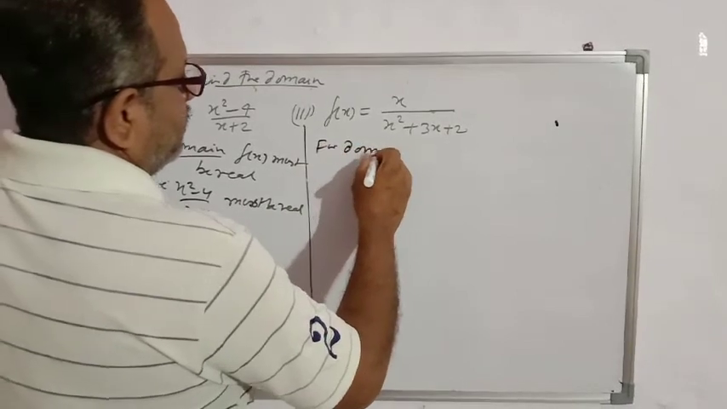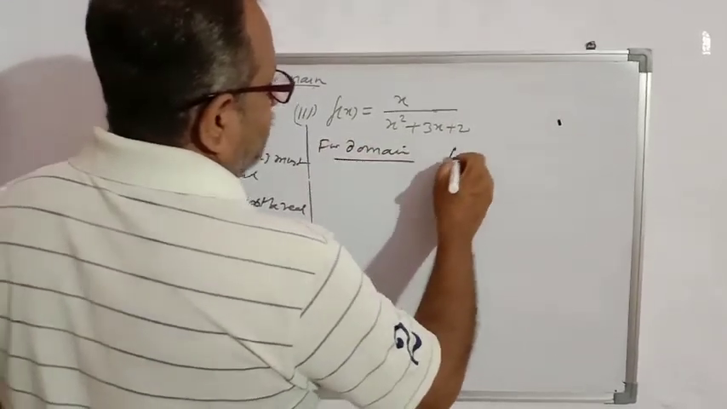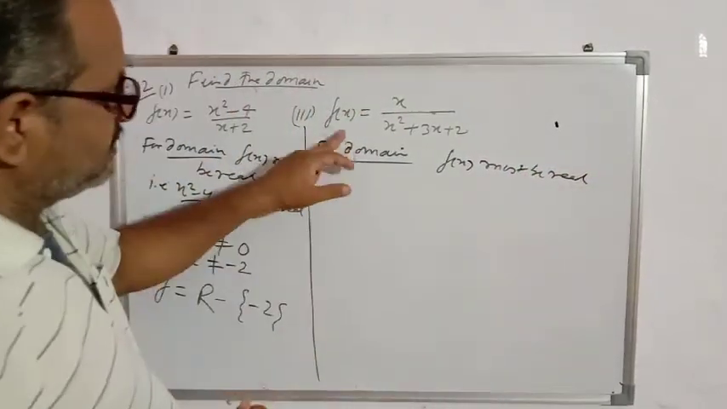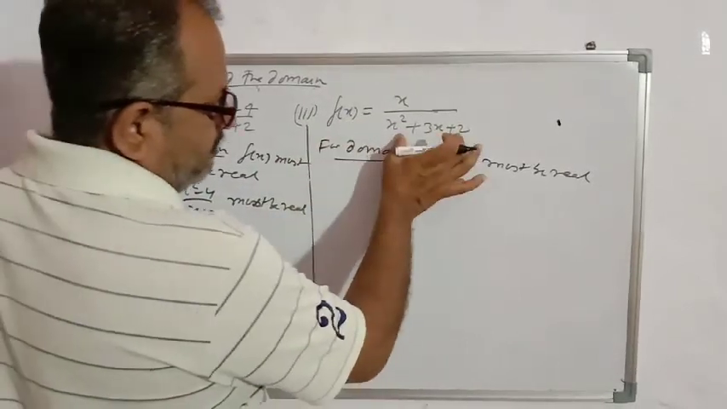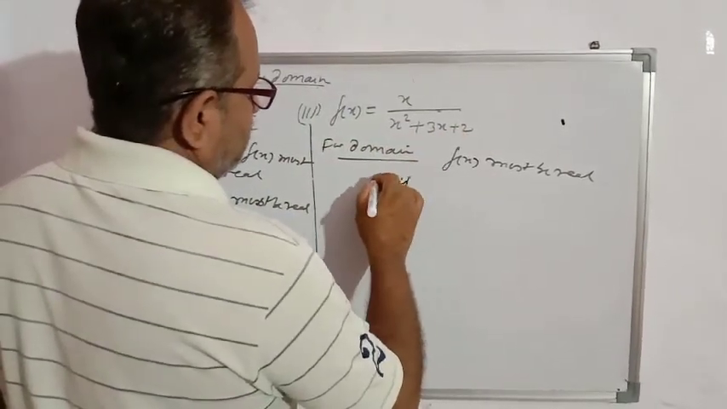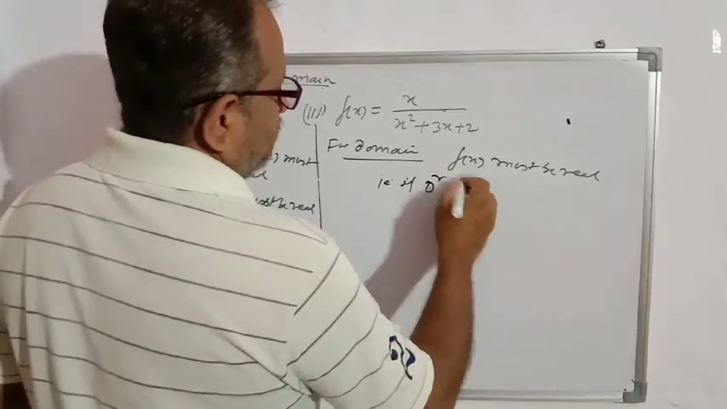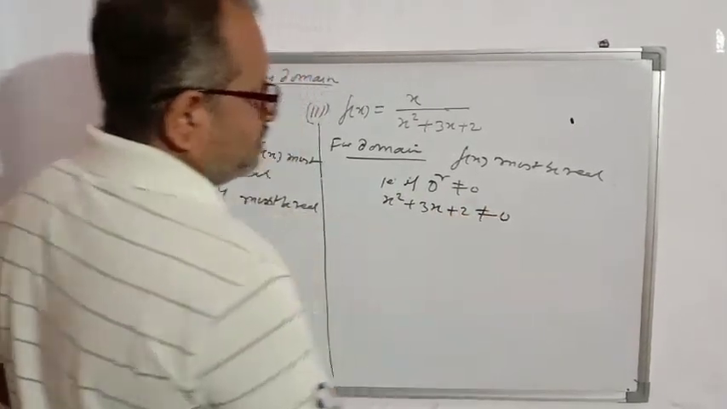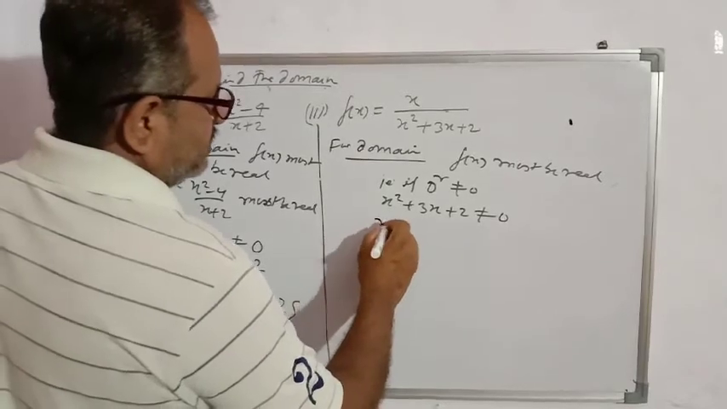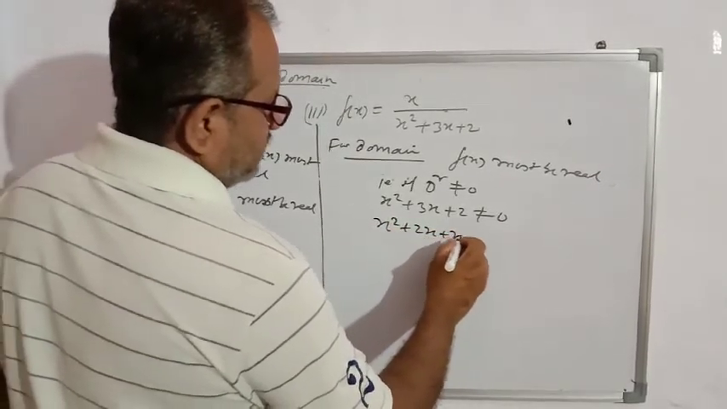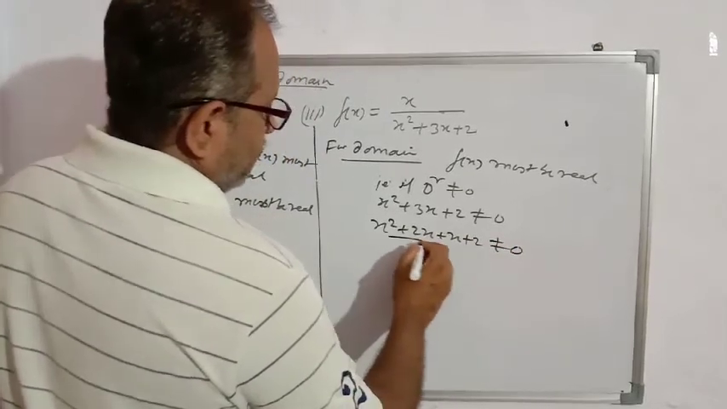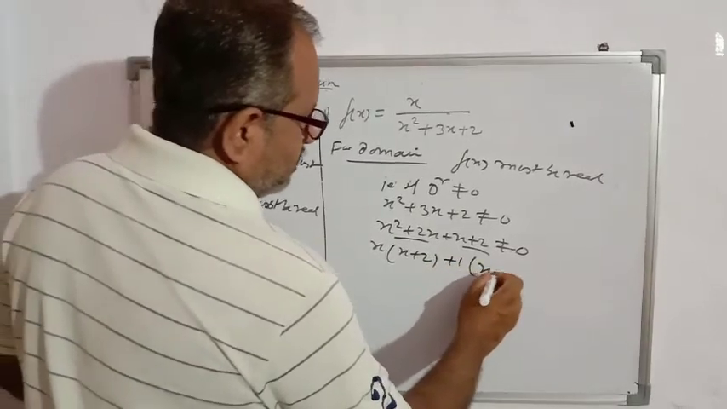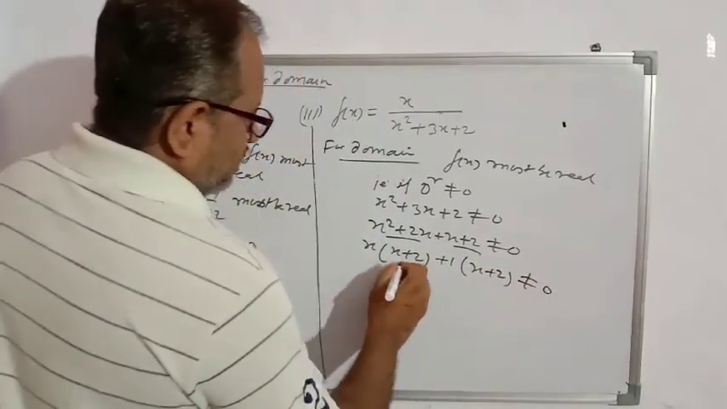Similarly this one, again we have to find the domain. So for domain, f(x) must be real. So when will f(x) be real? f(x) will be real if the denominator is not equal to 0. The denominator means x square plus 3x plus 2 not equal to 0. We can factorize it. So x square plus 2x plus x plus 2 not equal to 0. Make pairs. x is common in the first pair: x(x plus 2) plus 1(x plus 2). x plus 2 is common in both.